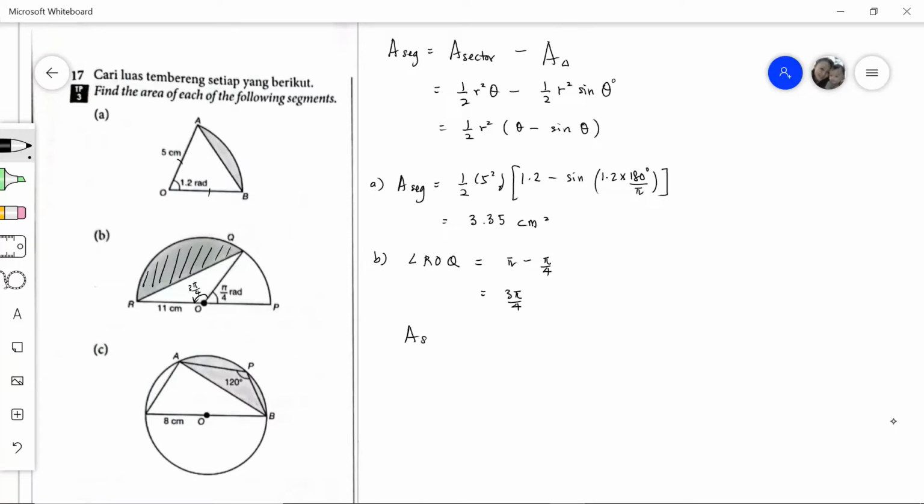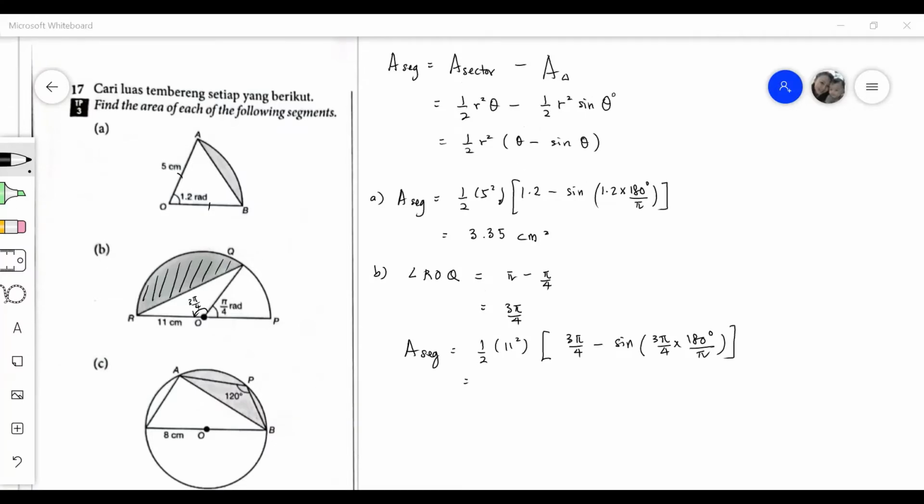Therefore, the area of the segment will be half 11 squared. And then take the theta, which is 3 pi over 4 minus sine the 3 pi over 4, so we can convert to degree by multiplying 180 degree and pi at the bottom. Okay, so use the calculator and do the calculation.